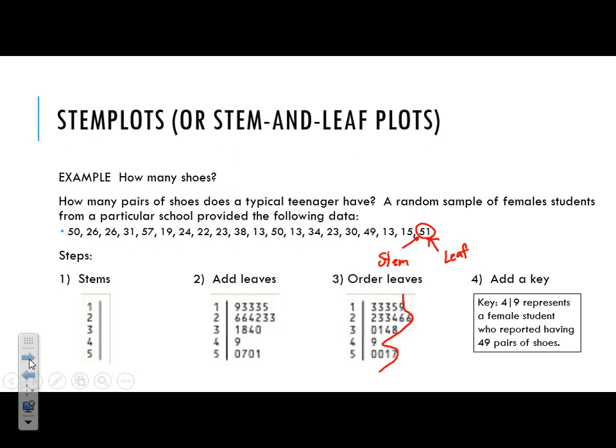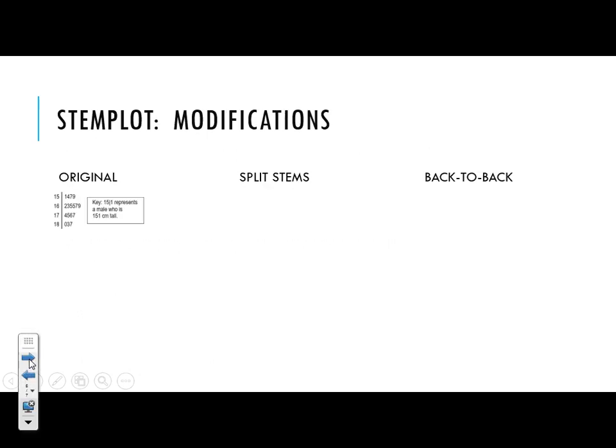Now, stem plots also have some modifications that I want you to be aware of. So let's take a look at another example of a stem plot. This stem plot is representing the heights. If I take a look at the key, it's the heights of males in centimeters. So I could pick out any number in there. If we took the stem of 18 and the leaf of 3, I know that's representing a male who's 183 centimeters tall.